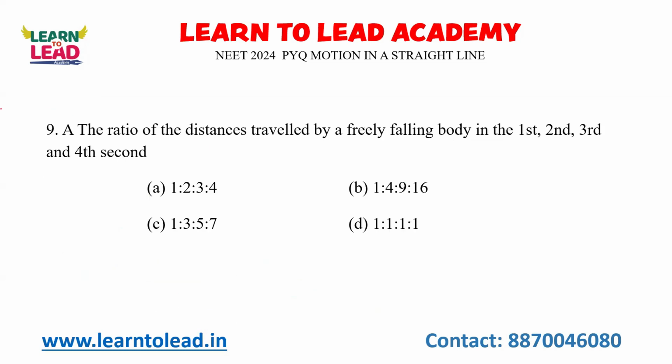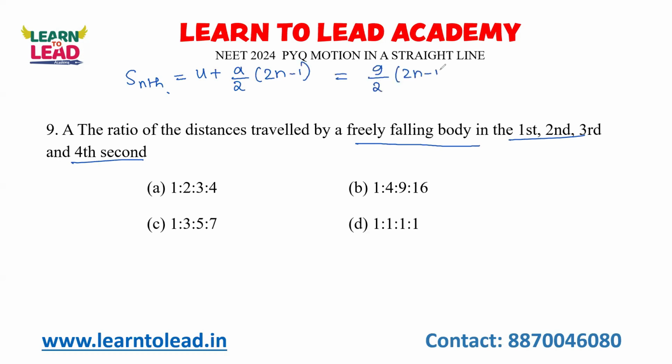The ratio of the distances traveled by a freely falling body in the first, second, third and fourth second. See here, the formula is Sn equal to u plus a by 2 into 2n minus 1, the nth second equation of motion. Initial velocity is 0. So it is g by 2 into 2n minus 1.